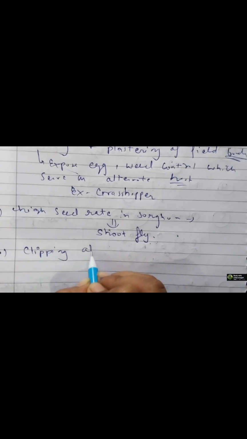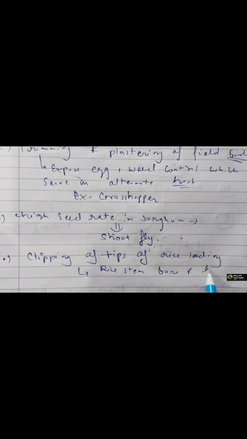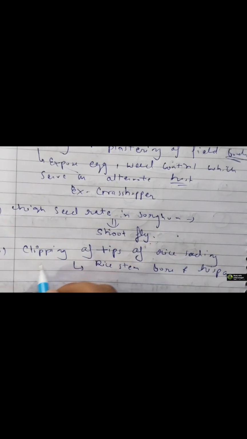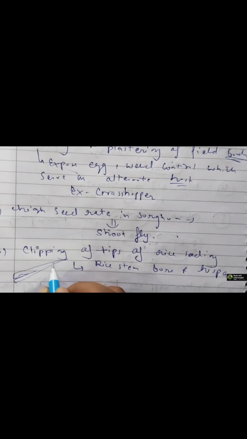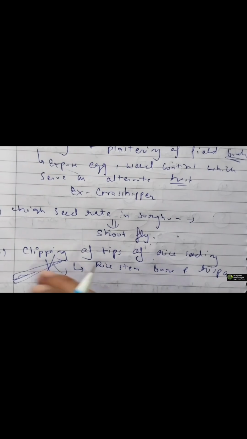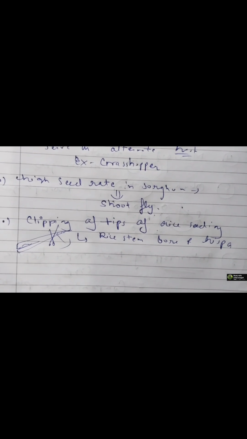The next important cultural practice is clipping of tips. Clipping of tips of rice seedlings is done to control rice stem borer and rice hispa, because both lay their eggs on the tip of the rice plant only. If we clip this off, these egg masses will be removed from the plant. In that manner the infestation of hispa and the rice stem borer will decrease.